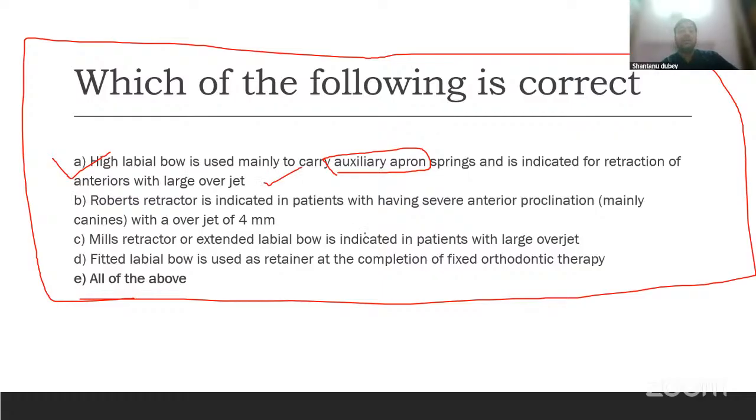Robert's retractor is indicated in patients having severe anterior proclination, mainly canine, with overjet of 4 mm. Okay, not very large. Mills retractor, extended labial bow, is indicated in patients with large overjet. Fitted labial bow is used at the completion of the fixed orthodontic treatment. You do not want the teeth to move at all, so you give a fitted labial bow, so no teeth will move at all. So there is no scope.